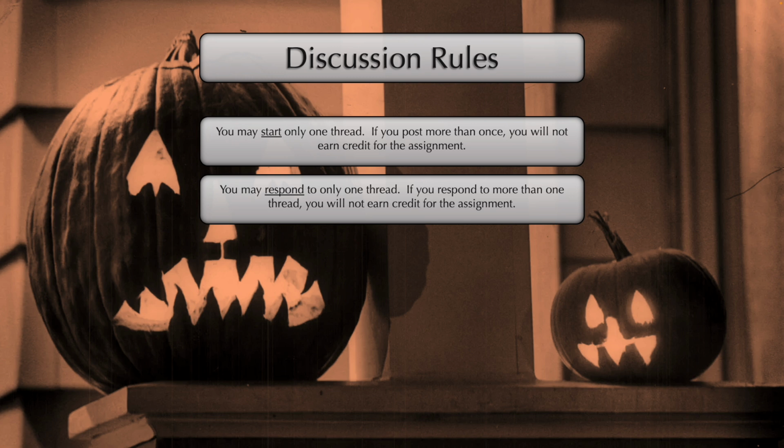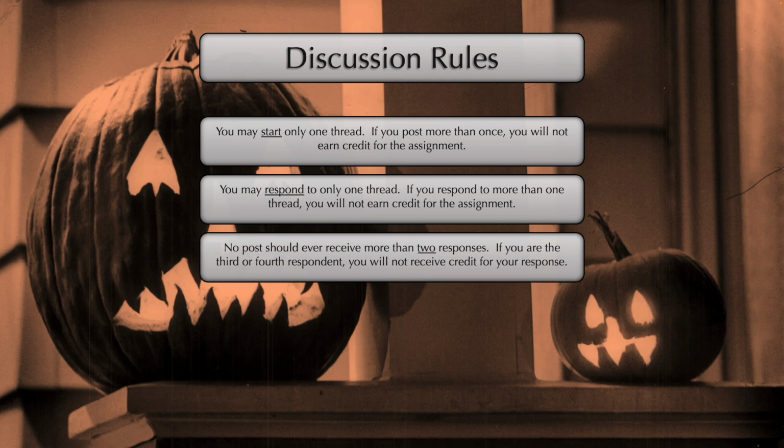because if you do respond to more than one, you are taking opportunities away from other students in the class because of this rule. No post should ever receive more than 2 responses. If you are the 3rd or 4th respondent to a post, you will not receive credit for your response. You may still receive credit for your original post, but you will not receive credit for your response. So remember, if you see that a post has already received 2 responses, that means you need to choose a different post to respond to.